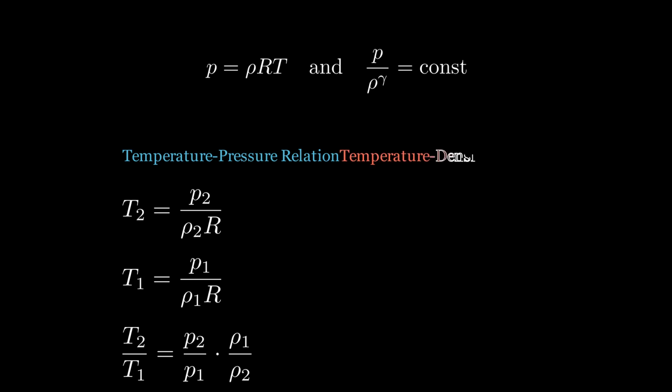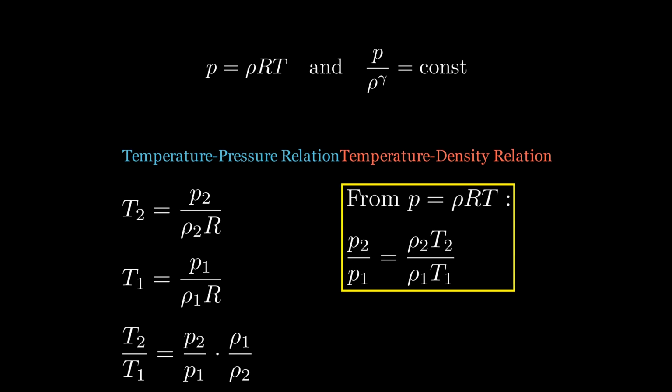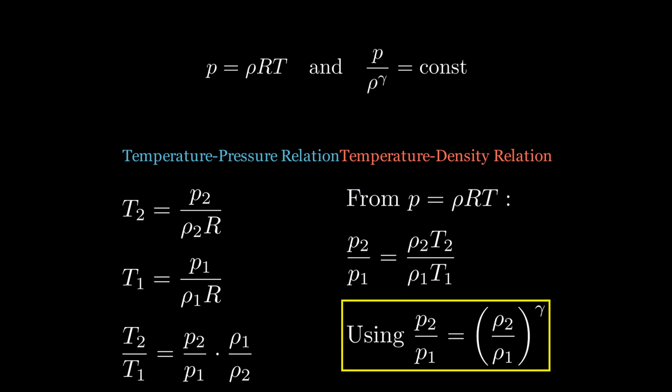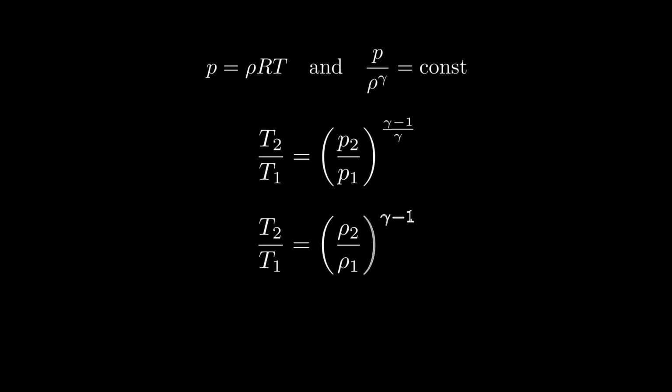For the temperature-density relation, we'll again start with the ideal gas law, but this time focus on the density changes. We can use our isentropic relation again, this time keeping the density ratio and eliminating pressure. After substituting and rearranging, we arrive at our second key relation between temperature and density. These two relations are powerful tools for analyzing compressible flows. They tell us exactly how temperature changes as pressure and density vary through a nozzle or any isentropic process.